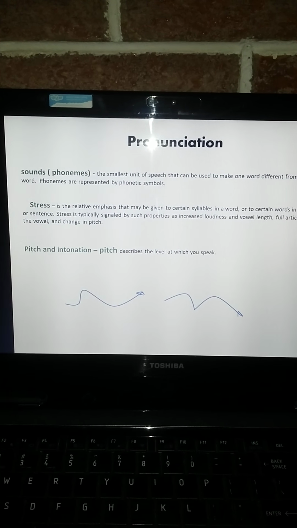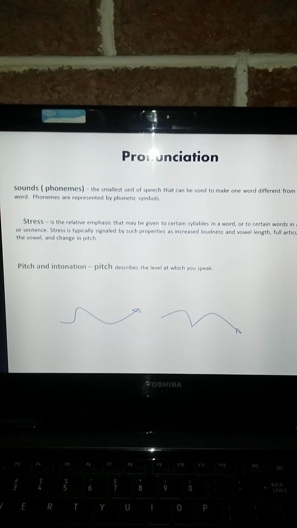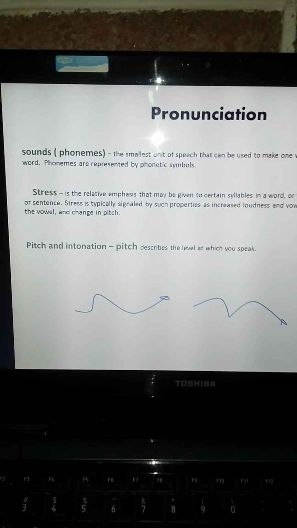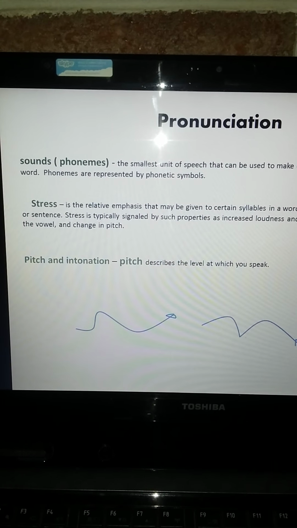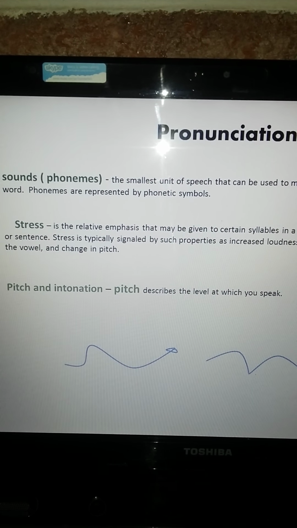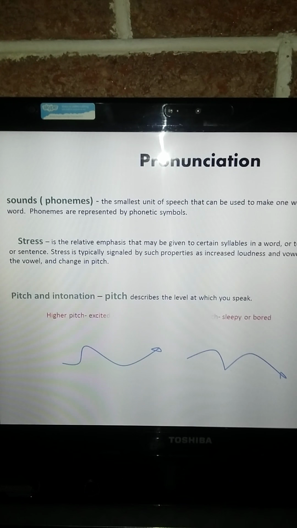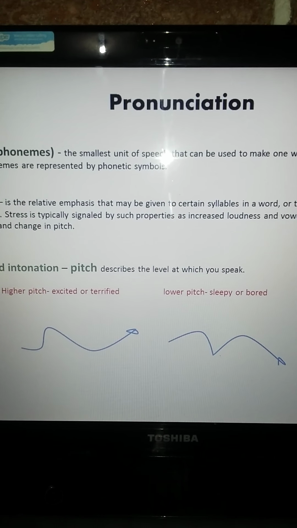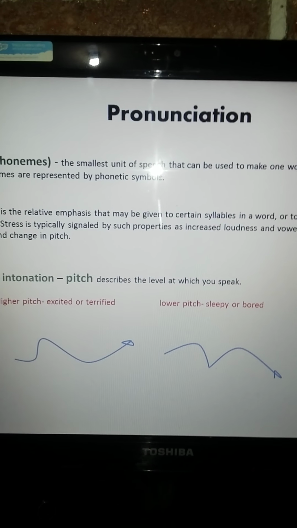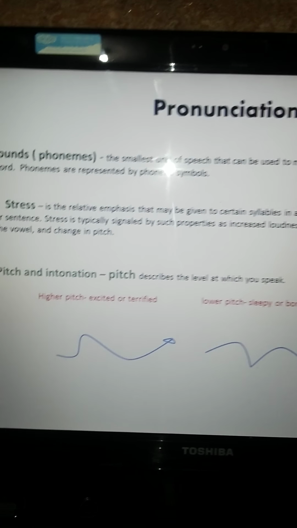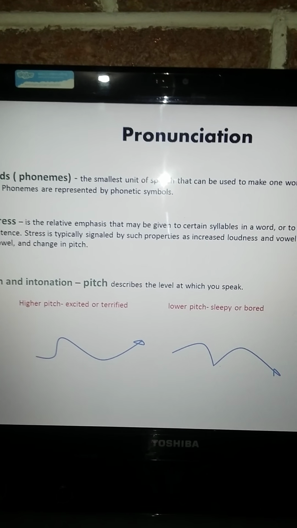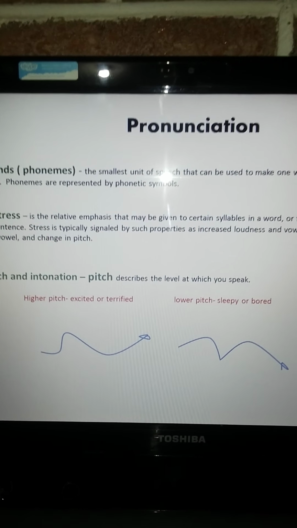And pitch and intonation. Well, pitch describes the level at which you speak. For example, if you're saying something in a low voice, it means that you're sleepy or bored. If you're saying something in a high pitch, it means you're excited or terrified. So that's really important when you're speaking.